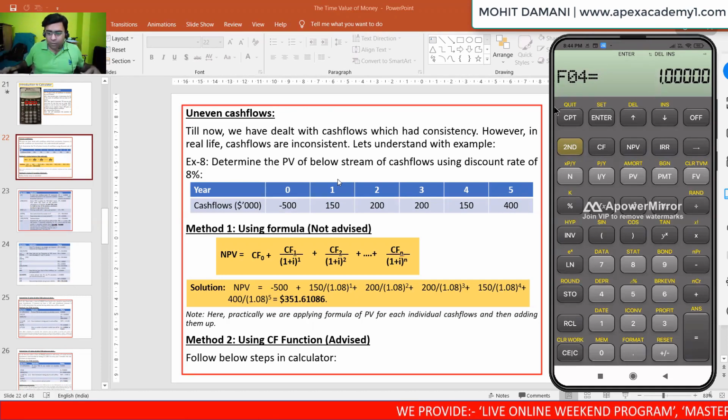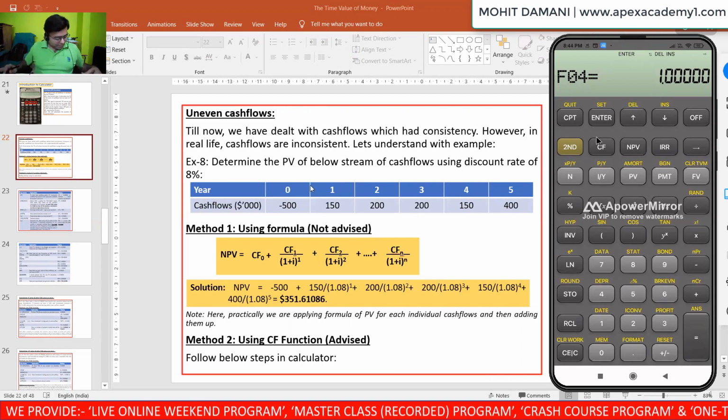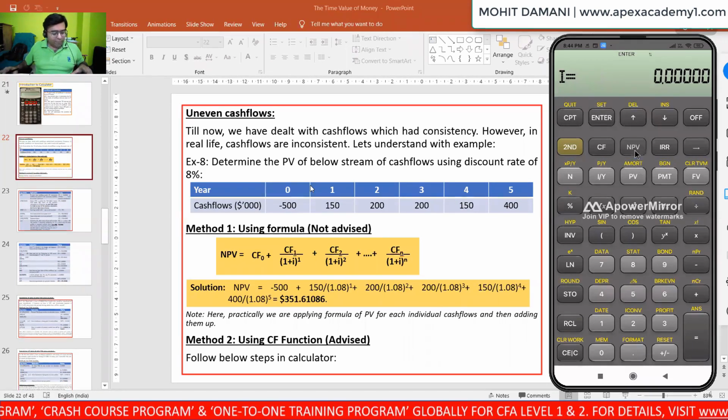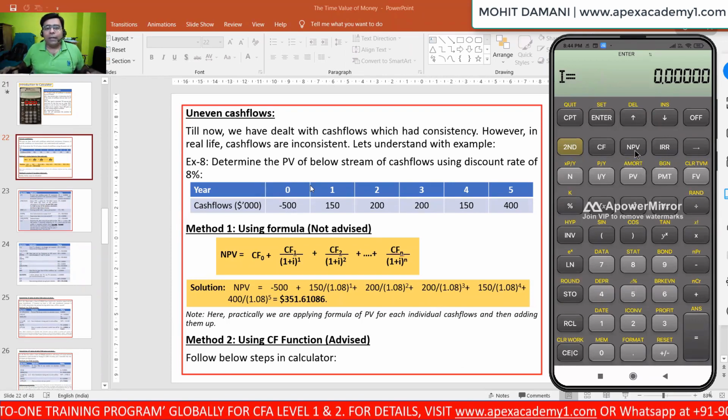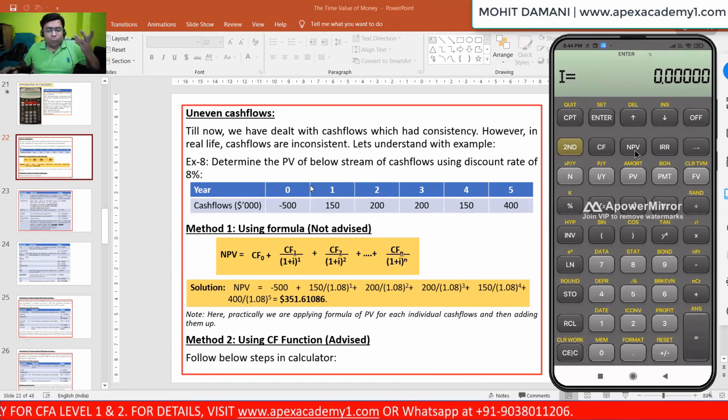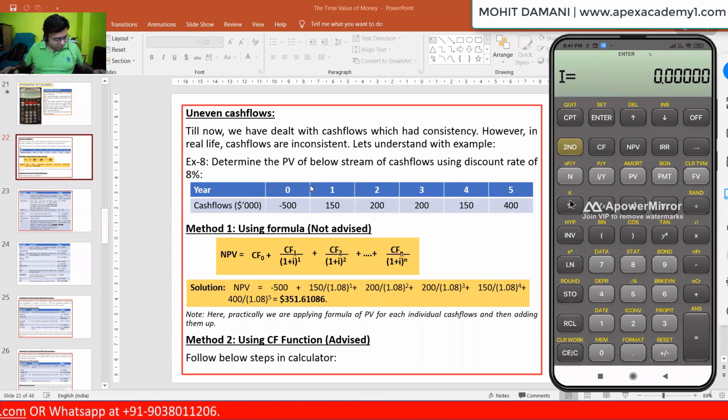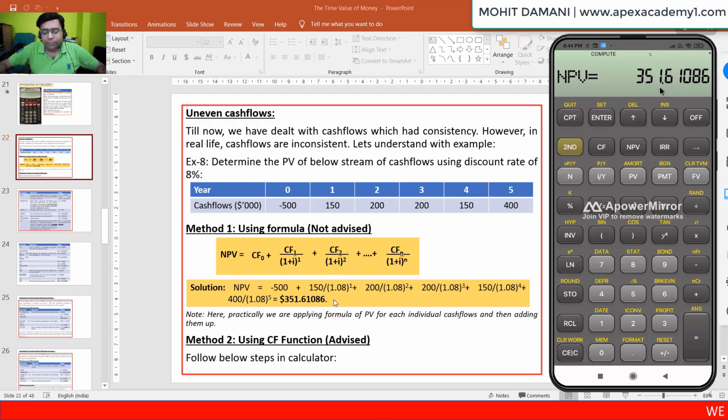Okay. Now, if I want to get the value, that is NPV. Suppose I want to calculate the NPV. So press the NPV button. It will ask for the interest rate, that is the discount rate. At what rate do you want to discount the cash flows? 8% is our discount rate, that is mentioned in the question. 8, enter, arrow down, and then you click on the compute button. 351.61086 is the answer. This is your NPV.